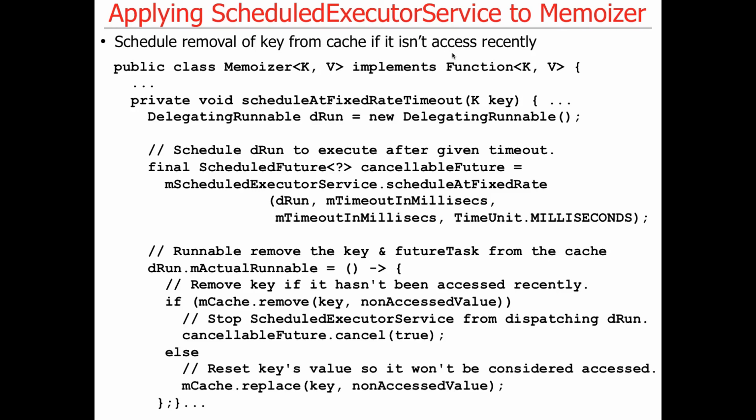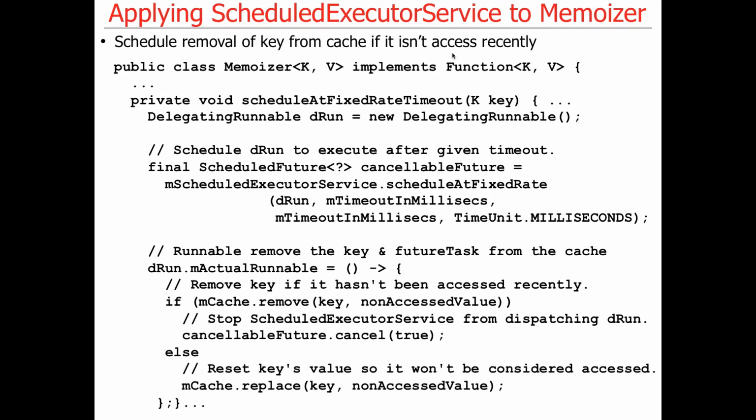So in other words, if this value has not been accessed in the fixed period of time we were just discussing, then we're going to cancel it. And notice how we're going to cancel it. We're going to call back on the cancelable future to cancel this runnable from the scheduled executor service. So if it's its time to go, we cancel it. Otherwise, if it was accessed, then we reset the value to the non-access value so that it's back to the initial state. And this thing will keep getting called back over and over again.